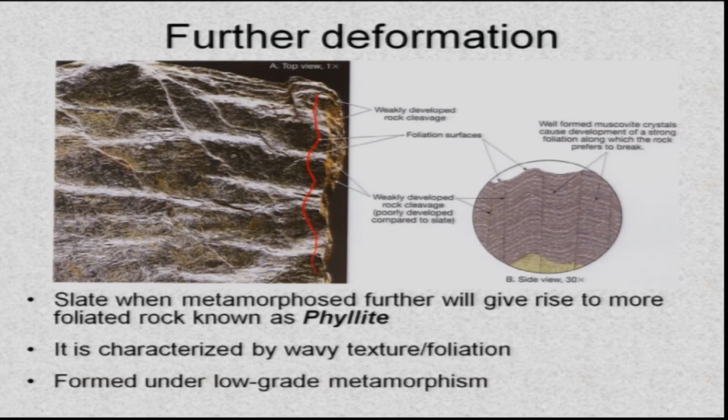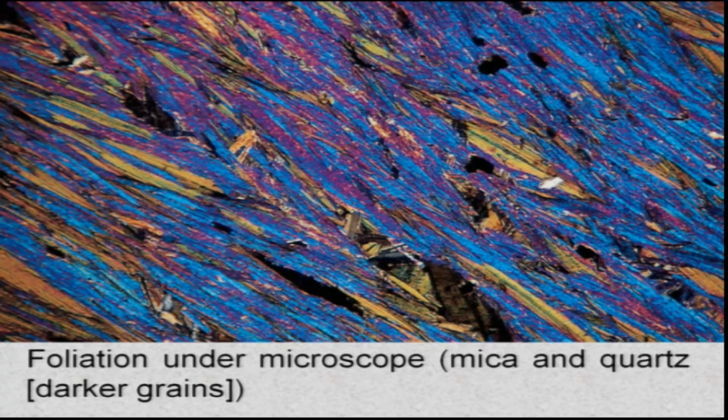Formed under low grade metamorphism, again still we have not reached high grade metamorphism. So shale, slate and phyllites. In thin section, you will be able to see a very colorful picture, with colorful preferentially oriented minerals, which are mica, and the darker ones are your quartz.